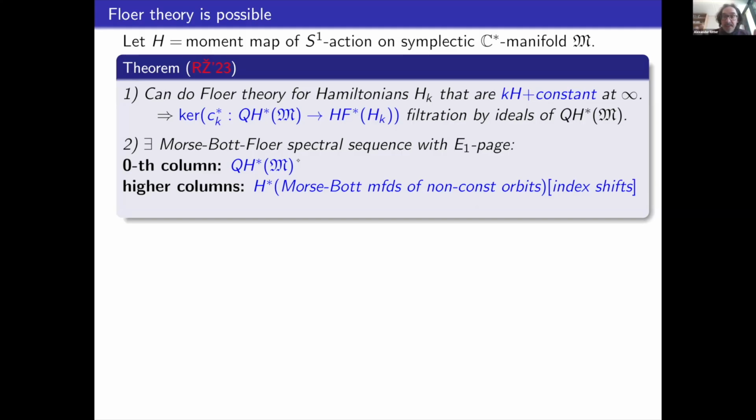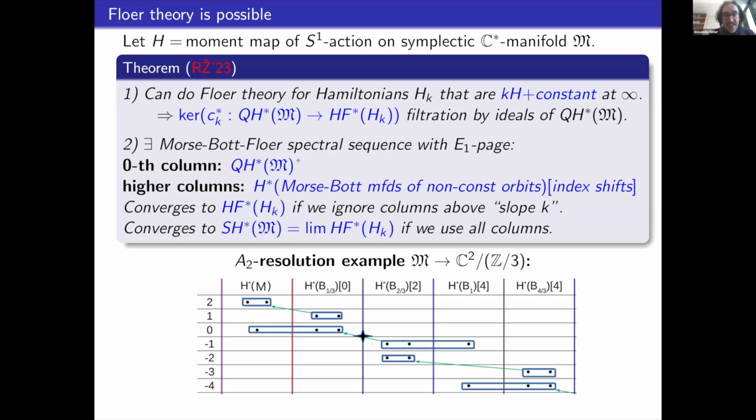And then the higher columns give us the cohomologies of these Morse-Bott manifolds of one-periodic orbits with some index shifts that are basically these Floer indices, Conley-Zender indices. This spectral sequence, if we look up to a certain column, up to a certain slope parameter, we get the Floer cohomology for the Hamiltonian of slope k. If we look at all of these columns, or do a direct limit, if you like, then we get symplectic cohomology. Here below, I've shown you a picture of what this looks like in the case that I mentioned before, the A2 resolution of singularities.